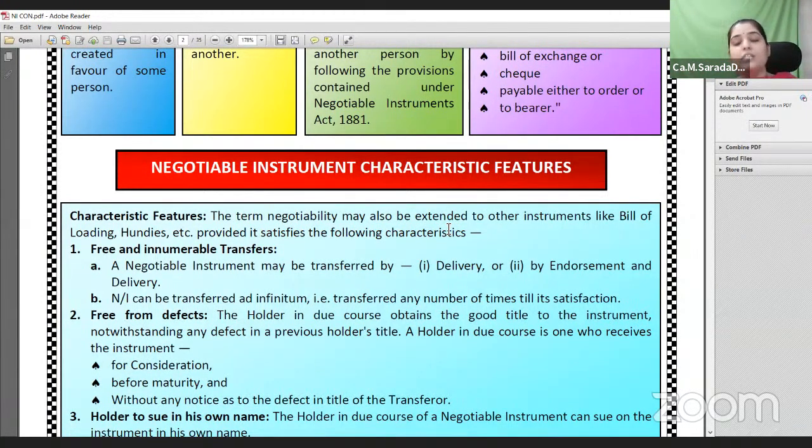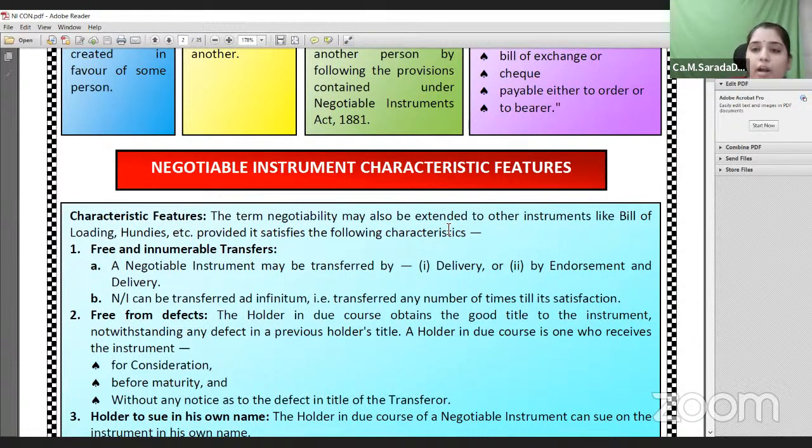That is why they say that all negotiable instruments should mandatorily be in written form. Only written form is valid. Therefore, the promissory note is prepared by the maker. He will prepare the promissory note and sign it. After signing, he will hand it over to the creditor who has given him the money. Therefore, the creditor is called the payee of the promissory note.